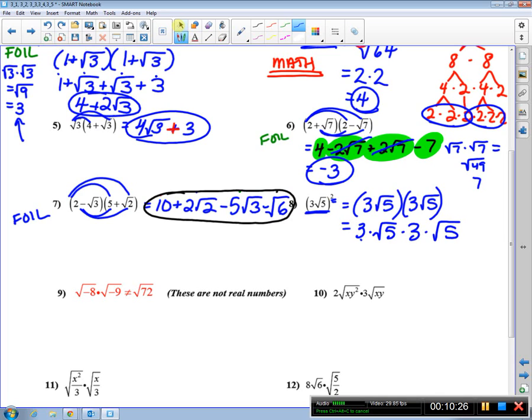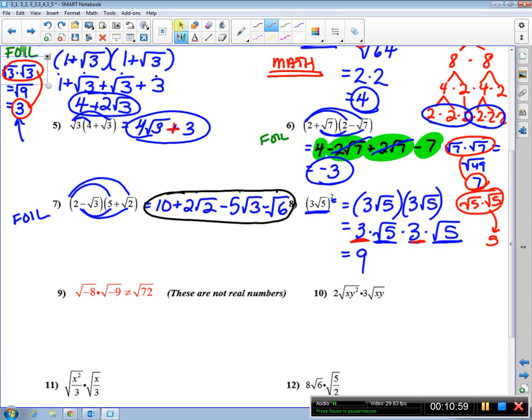So I can rearrange my terms by the commutative property. 3 times 3 is 9. Radical 5 times radical 5 is what keeps happening every time we get the same radical. Radical 7 times radical 7 was 7. Radical 3 times radical 3 was 3. So radical 5 times radical 5 is 5. So we have 9 from the 3's, and radical 5 times radical 5 is 5. And 9 times 5 is 45.